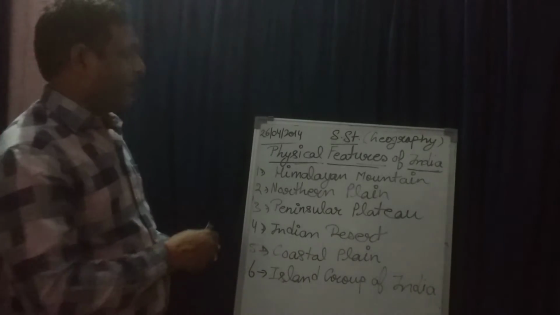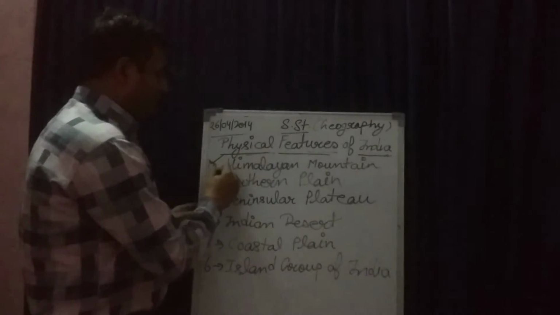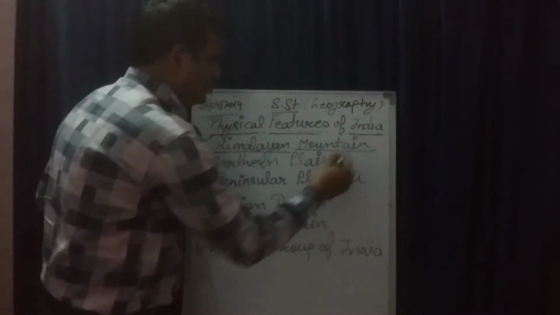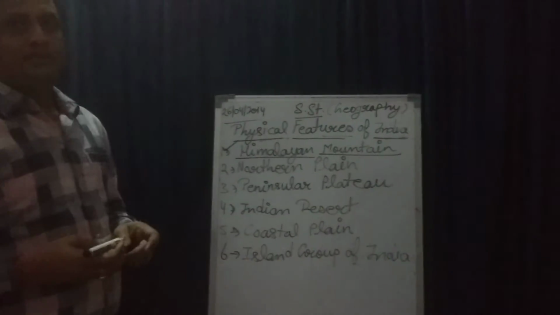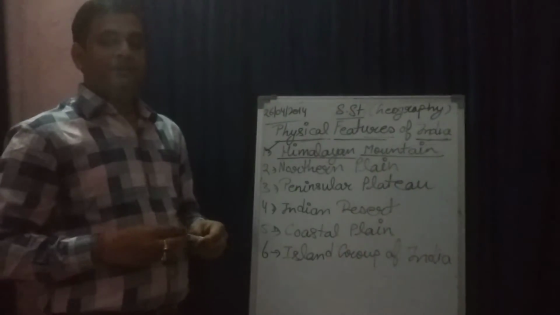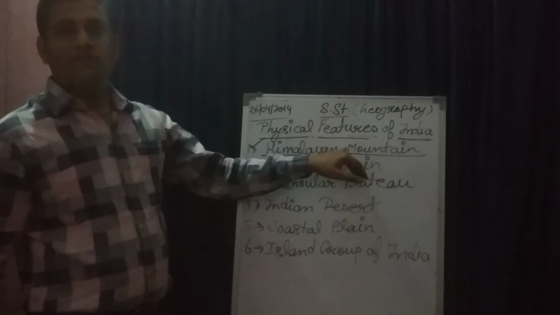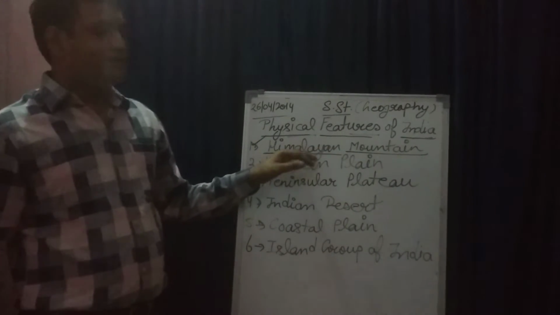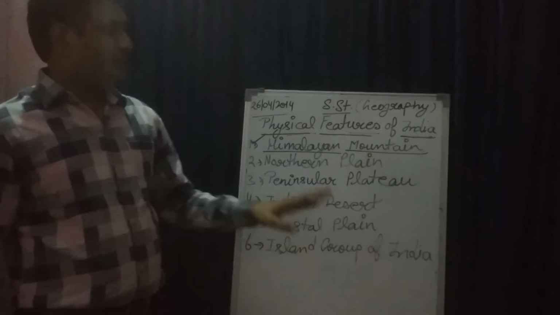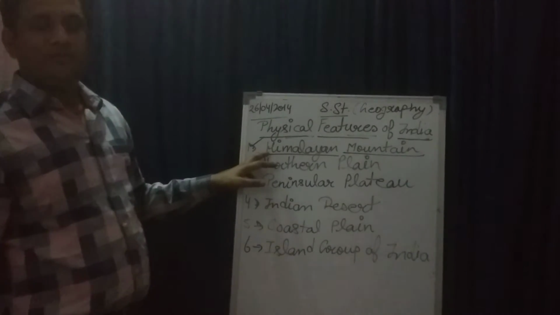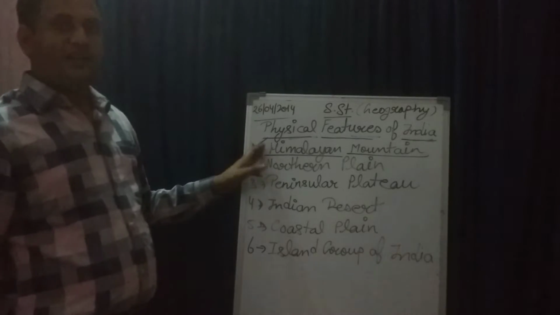The first is the Himalayan mountains. It means the first part is related to mountains. We all know that in the north direction there are the Himalayan mountains, the biggest mountains of the world. This is a mountain range. The first physical feature is the Himalayan mountains. It covers a very vast area.